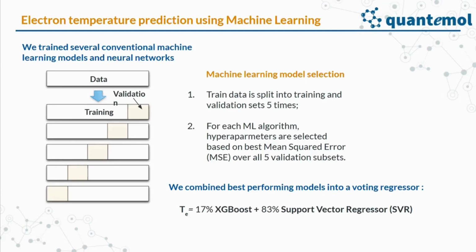To further improve generalizability and performance of our model, we used the voting regressor solution. We combined 2 different algorithms into a voting regressor. In this algorithm, 17% of predictions come from the XGBoost algorithm, and 83% come from the support vector regressor algorithm.